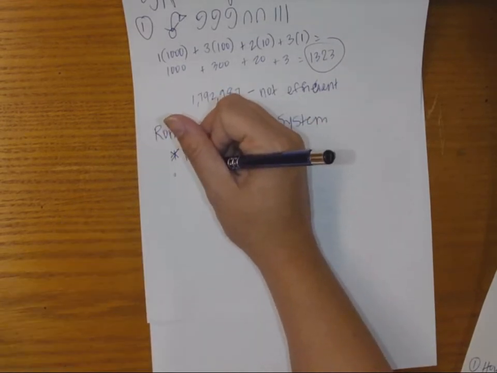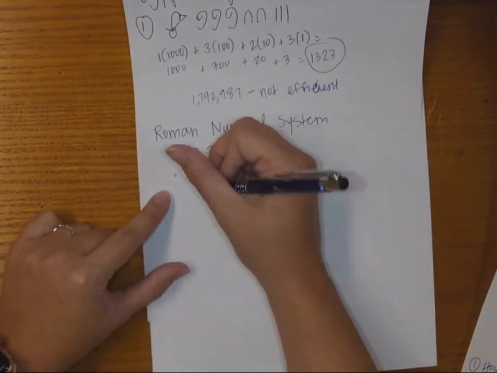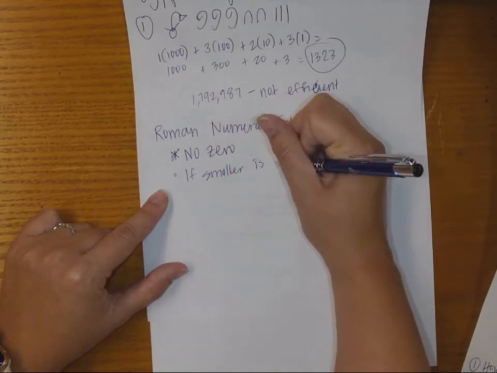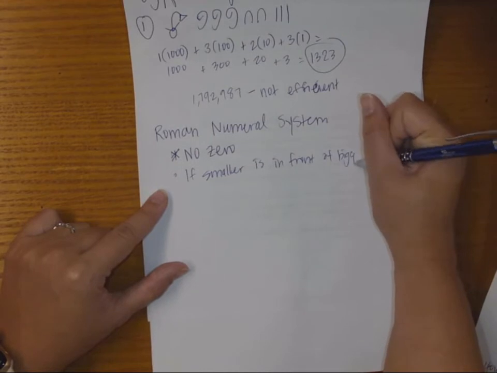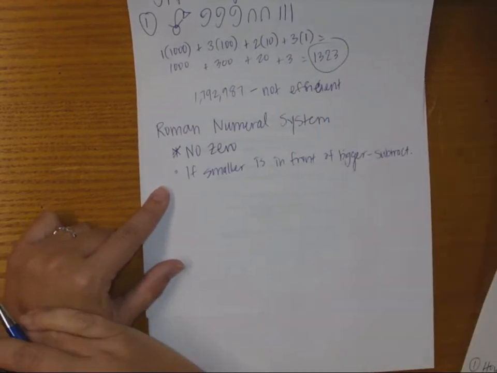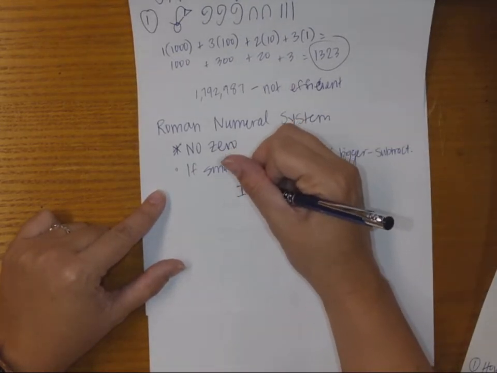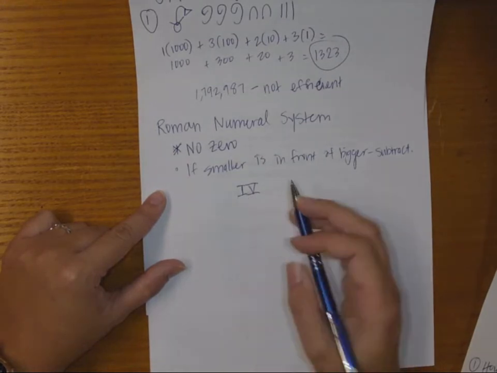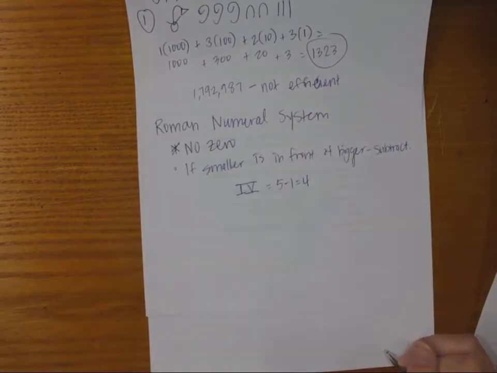And then also, if a smaller number is in front of a bigger number, you subtract. So if smaller is in front of bigger, you have to subtract. Okay, so for example, if I put a 1 and then a 5, a 1 is smaller than a 5, so I do 5 minus 1 is 4.